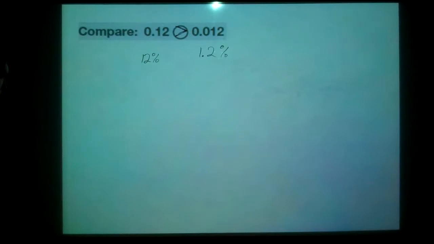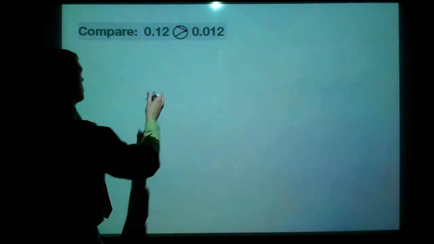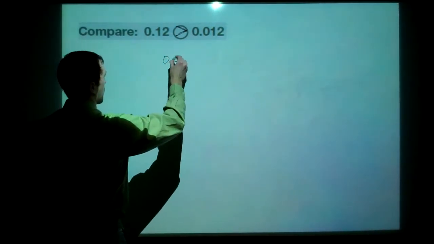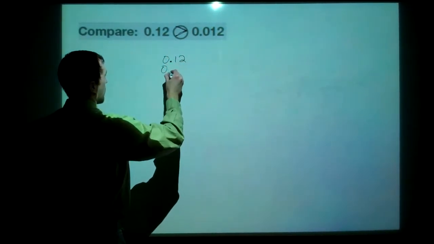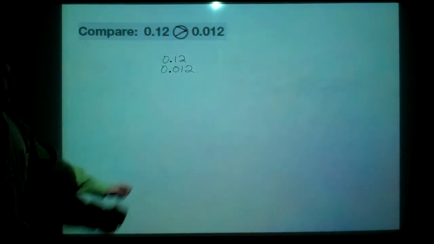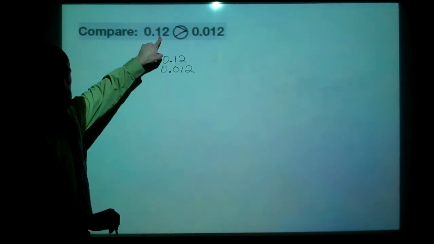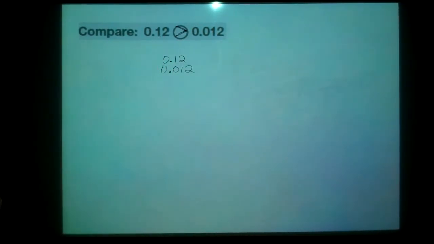If we wanted to do it the way that the book said, we could align our decimal point. Okay? And 1 is bigger than 0, so this is going to be the bigger number. That's another way we could do that one.